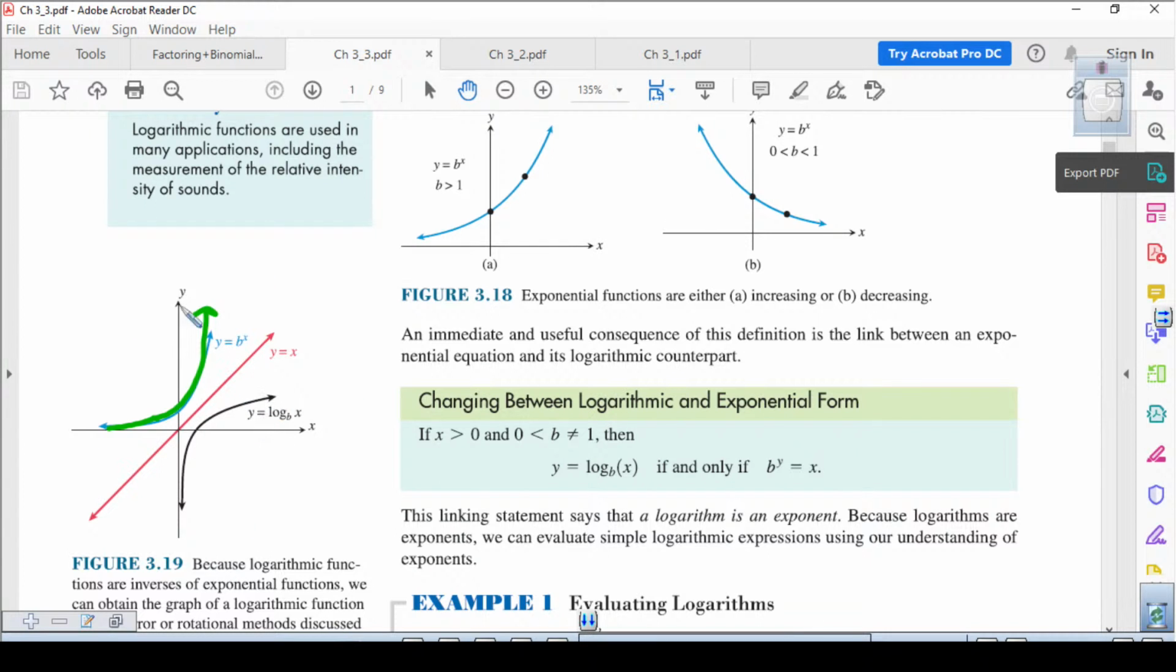Does anybody recall the 4 steps of finding the inverse of a function? Could you give me any of these 4 steps?